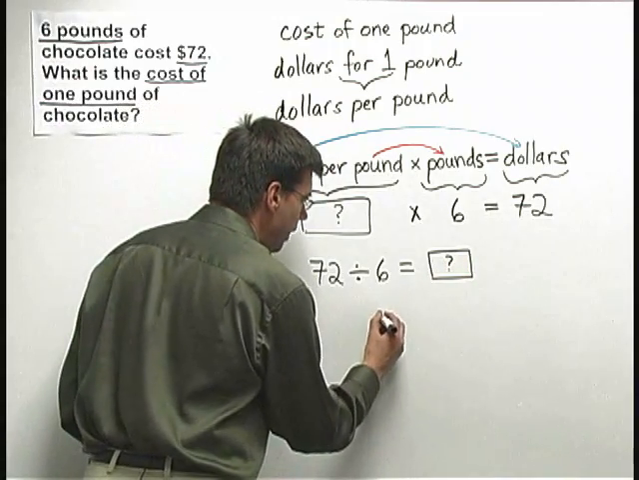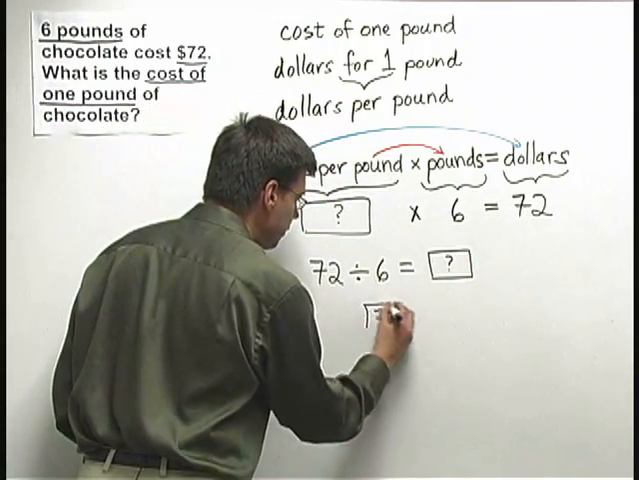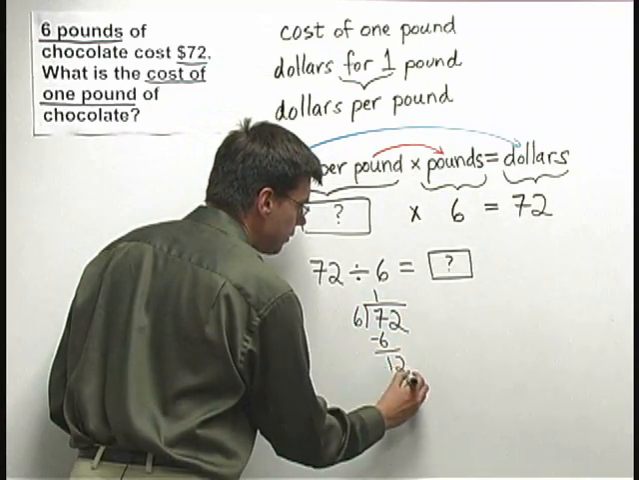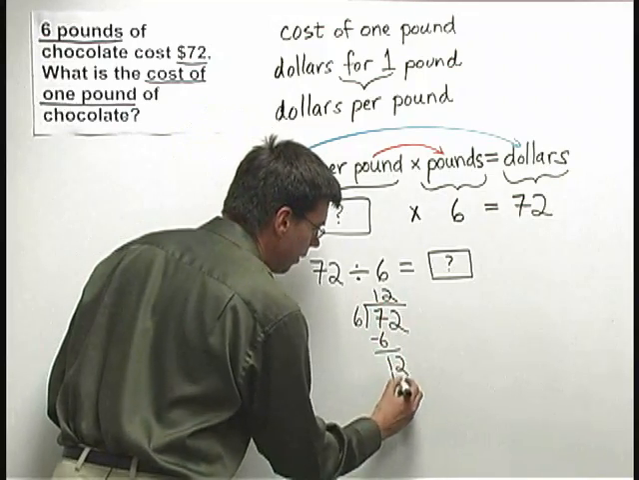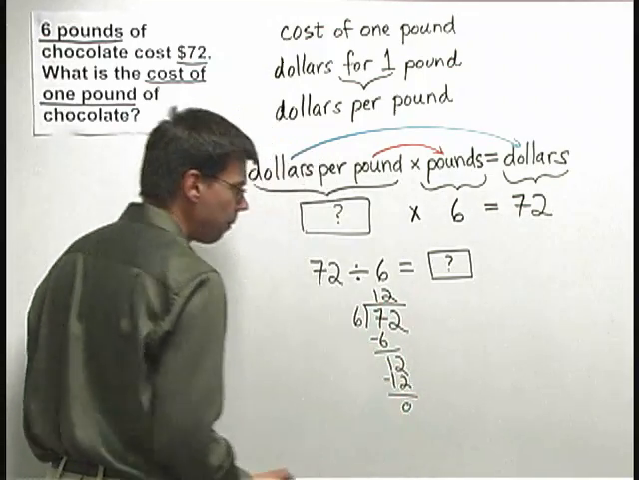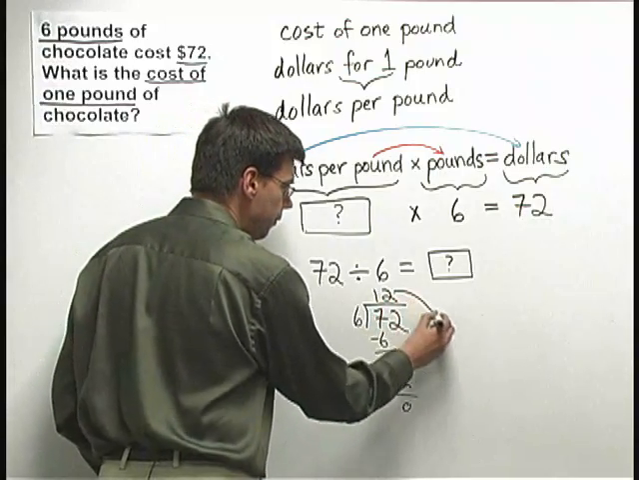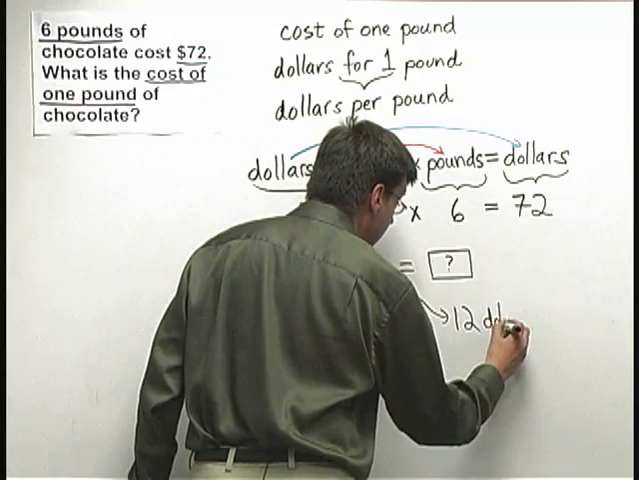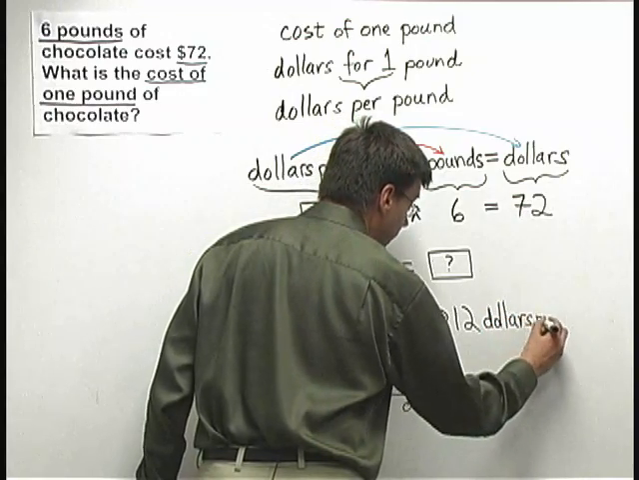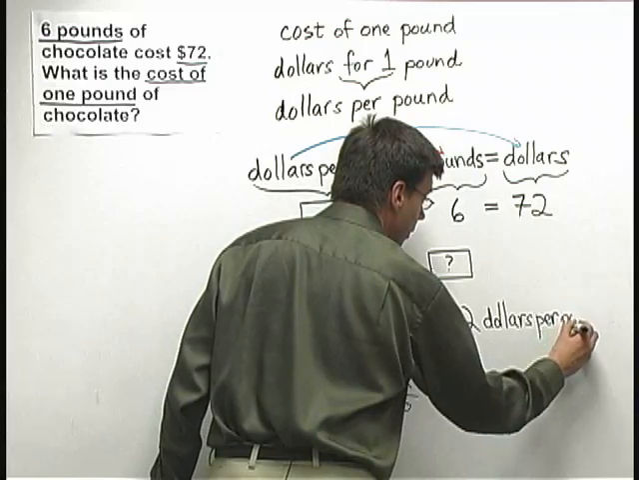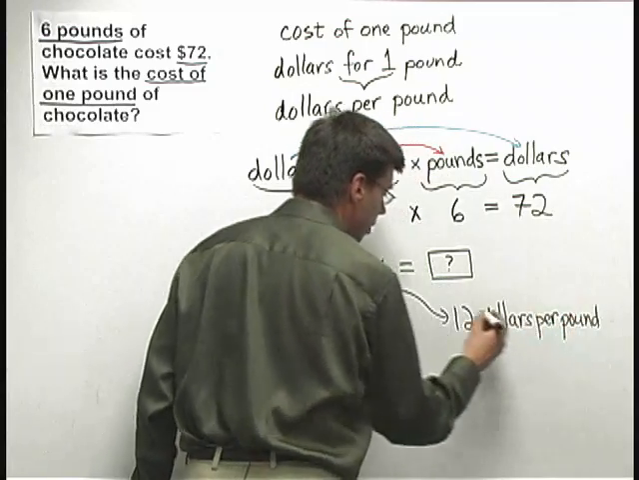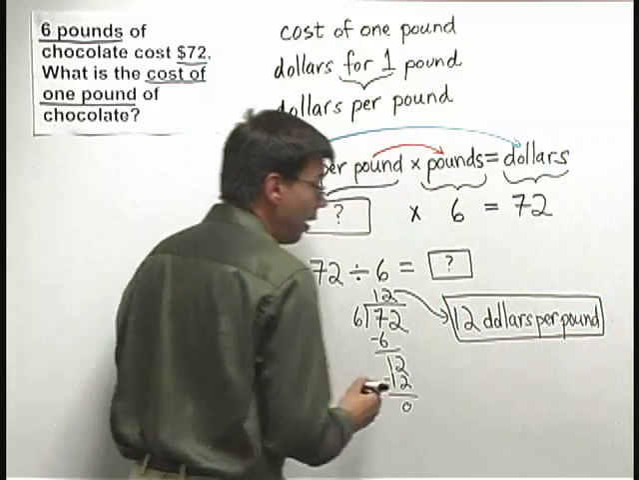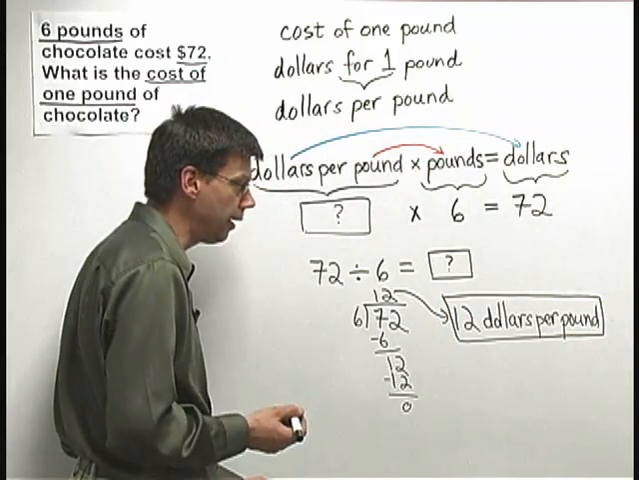And let's just go ahead and do that one more time. 72 divided by 6 is going to be 12, comes out even. And that 12 we think of as $12 per pound. That's the cost of just 1 pound of the chocolate.